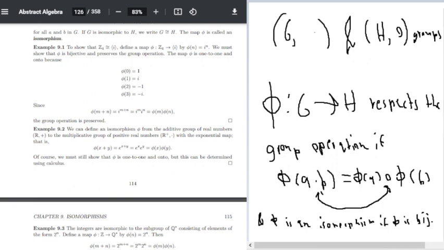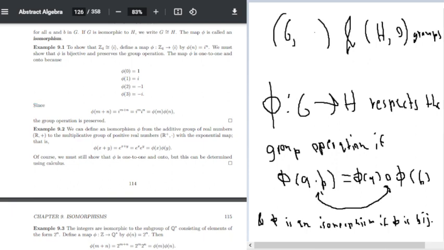Example 9.1. To show that Z sub 4 is isomorphic to the group generated by i, define a map phi from Z sub 4 to the multiplicative group generated by i by phi of n equals i to the n. We must show that phi is bijective and preserves the group operation. The map phi is one-to-one and onto because phi of 0 equals 1, phi of 1 equals i, phi of 2 equals negative 1, and phi of 3 equals negative i. No two elements map to the same output element, and every element in the cyclic group generated by i is here, that's how we know it's bijective.